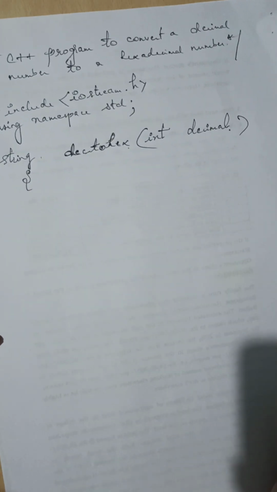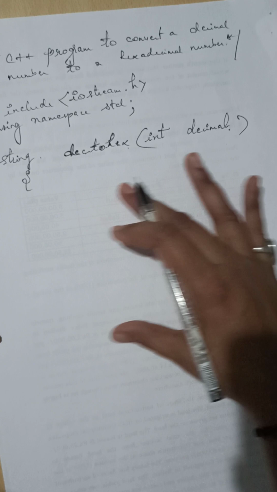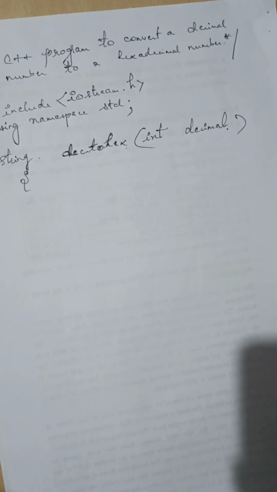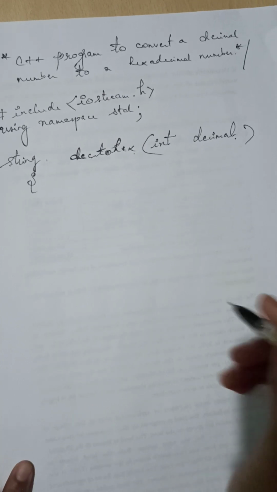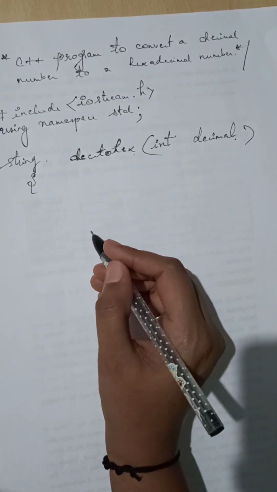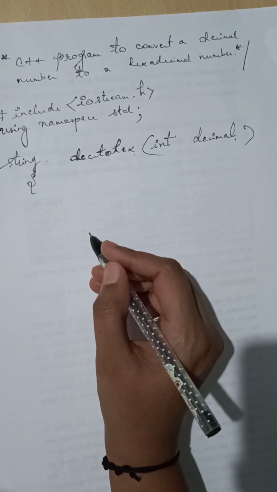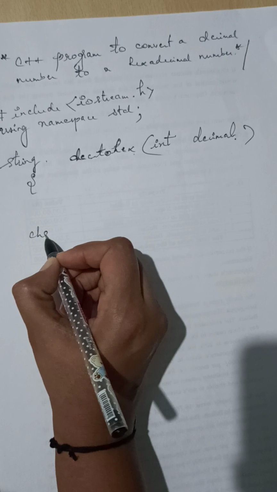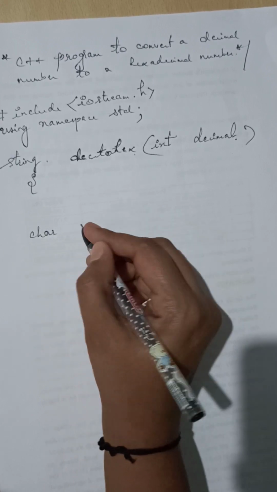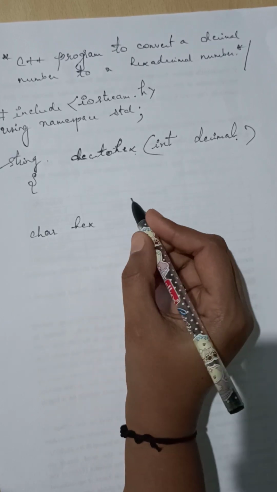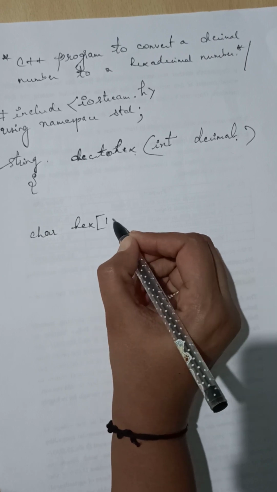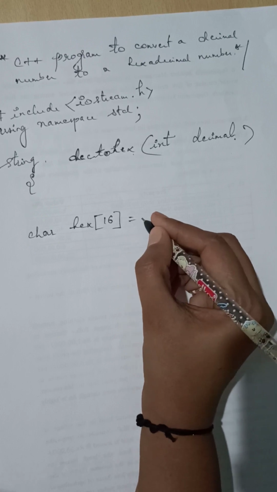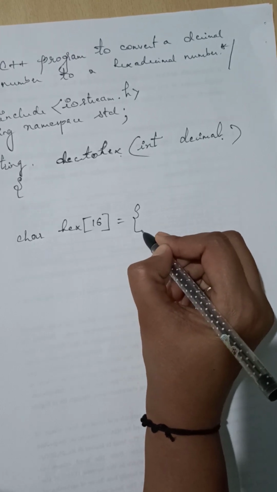All right, so now we will start writing the logic. First we will create an array of all the hexadecimal digits, right? So we will take an array of type character. So hexadecimal array we will take it. And what is the base of the hexadecimal? 16. So the array size will be 16, totally 16 digits. So we will initialize this array.